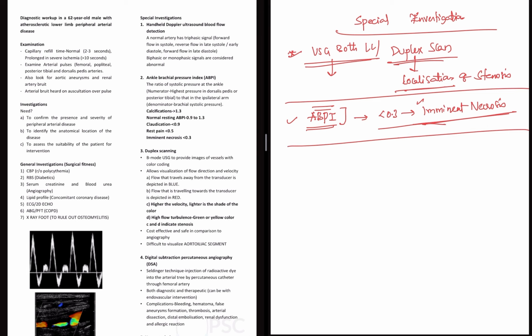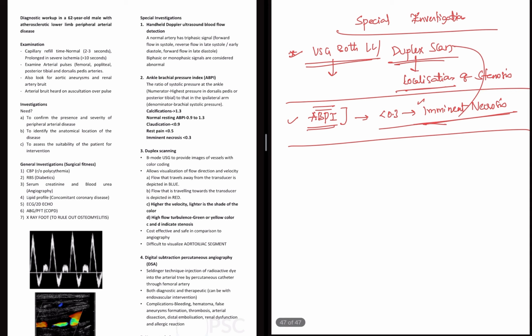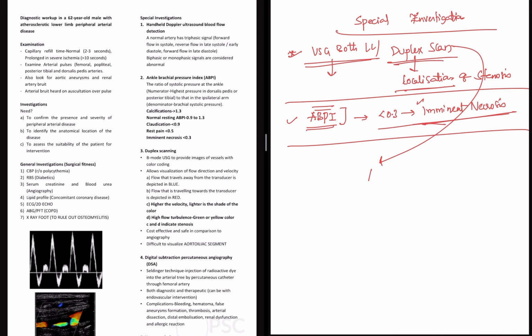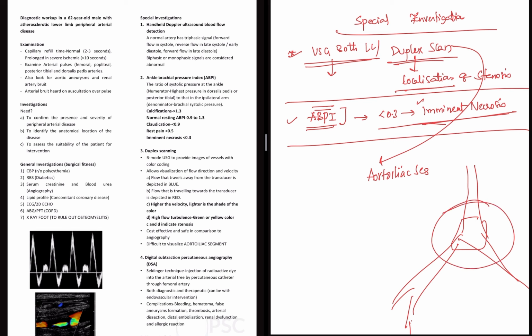But sometimes what happens, if you do duplex scanning, the problem with duplex scanning is it is difficult to look at iliac segments. Because lower limb ischemia can be starting from aorta, in aorta iliac junction, then the iliac, common iliac, femoral, popliteal. So this junction cannot be better visualized in obese patients with the help of duplex scan. Peripheral limb can be visualized, but central aorta cannot be visualized.